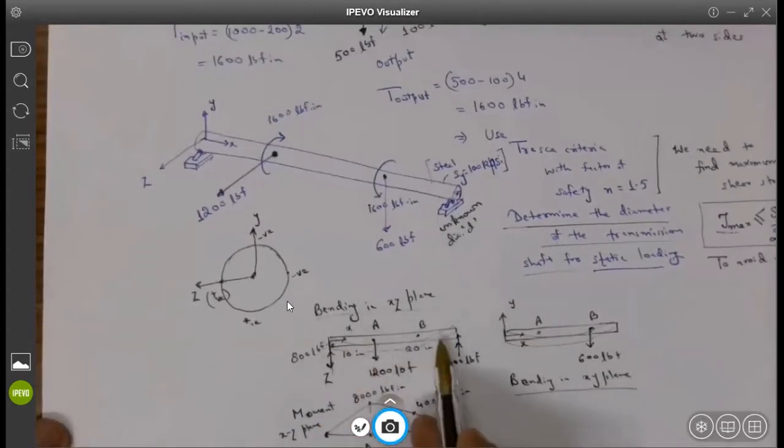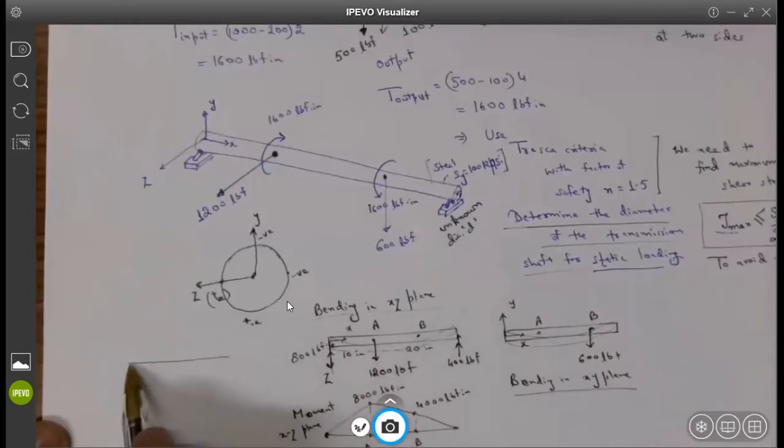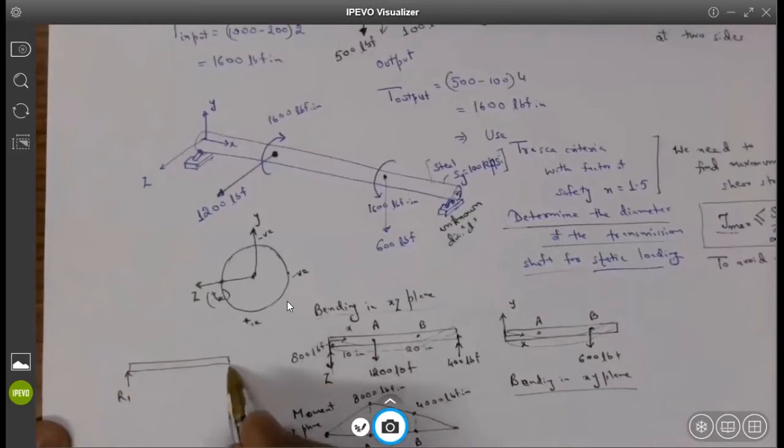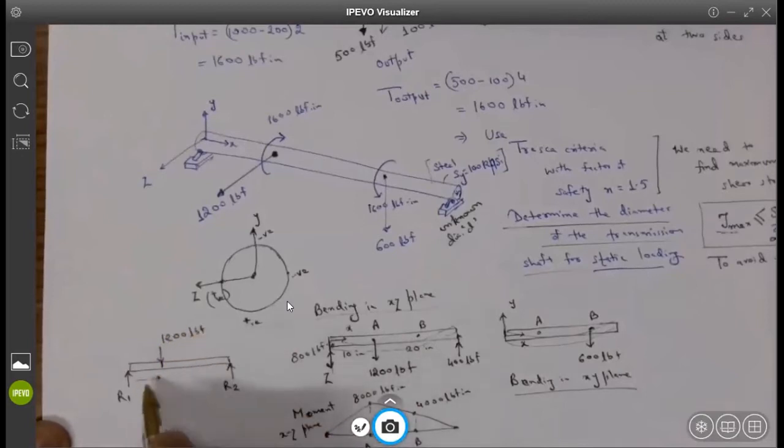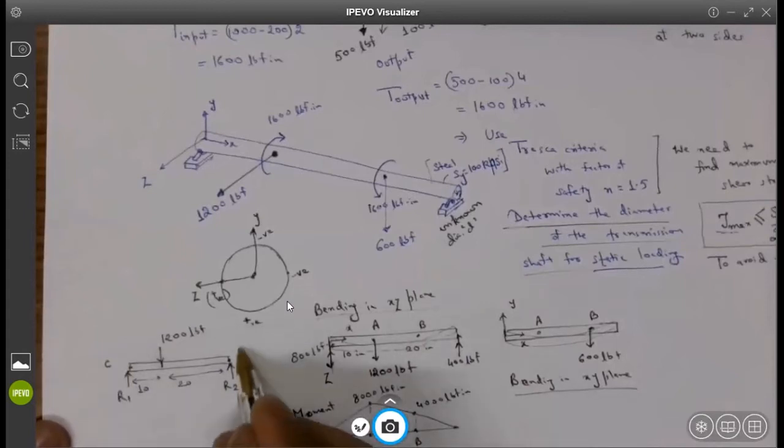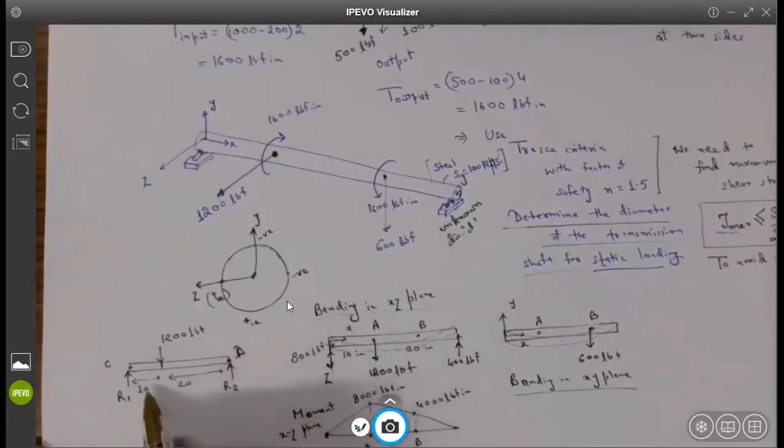So what we are doing here is finding the reactions. How to find the reactions at any point for the simply supported case, and we are assuming simply supported. So we have got 1200 pound force, and this is your 10 inches, and this is your 20 inches. So I take a moment about this point. Let's say this is C and this is D. If I take a moment about this point, can you help me to write the moment expression?